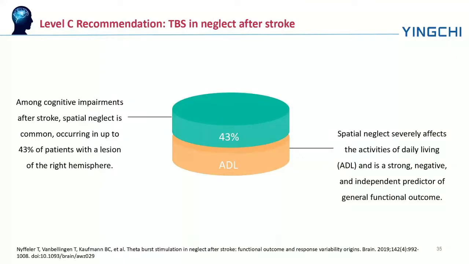And after the aphasia, we have also known that the neglect after stroke is a quite demanding problem for many patients. And among cognitive impairments after stroke, spatial neglect is common, occurring in up to 43% of patients with lesion of the right hemisphere. And this spatial neglect severity affects the activities of daily living, and it is a strong negative and independent predictor of general functional outcome.